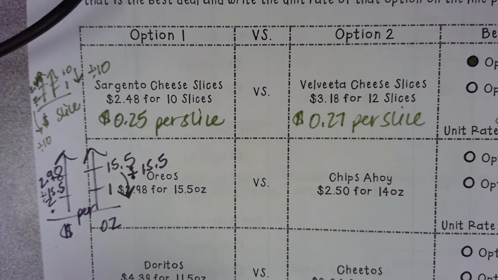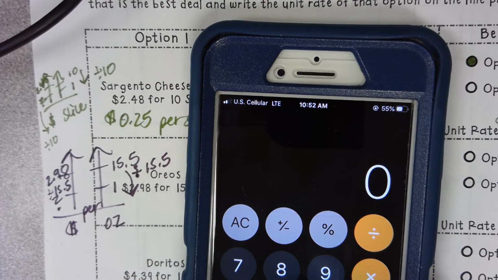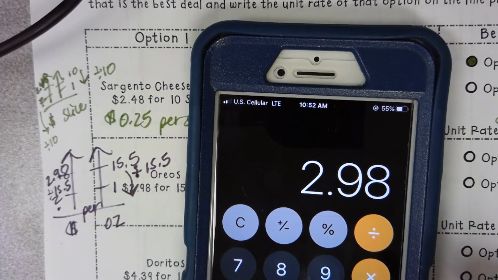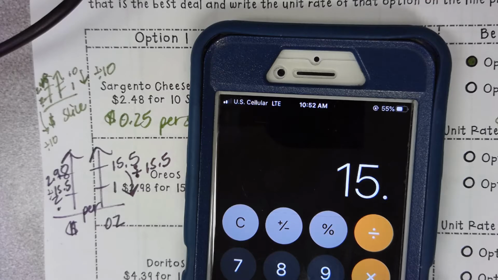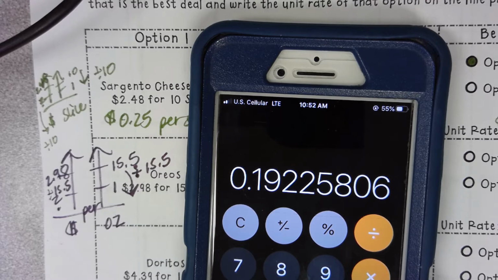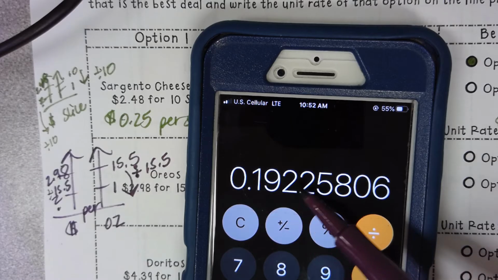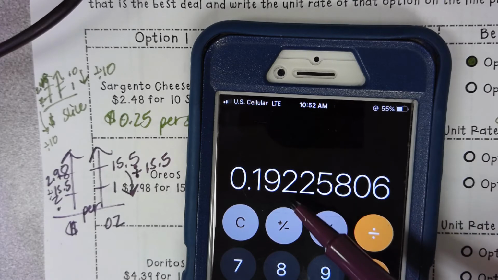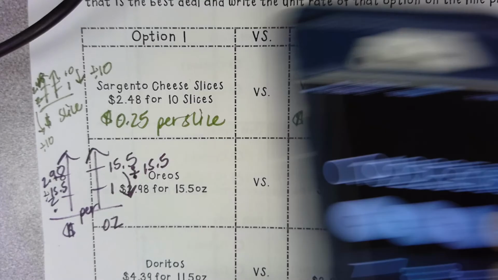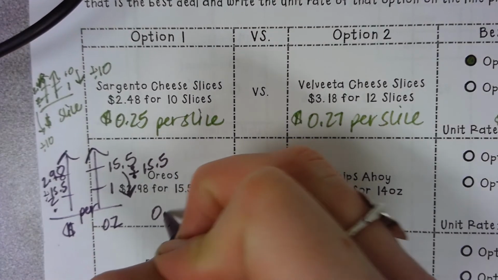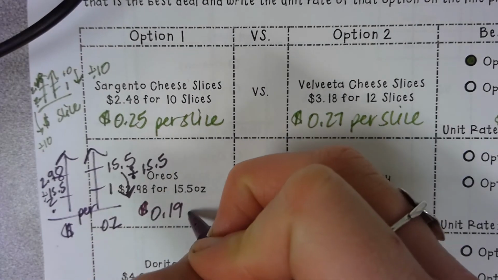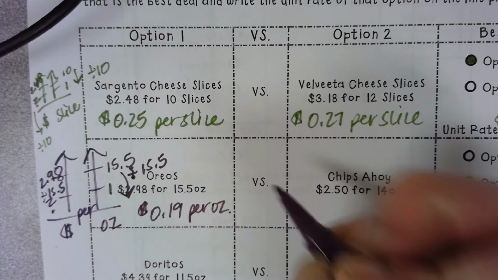Grabbing my calculator quick. So let's do 2.98 divided by 15.5, and we get 0.1922. Let's round that to 2 decimal places. So look at the third one. That's less than 5, so that stays the same. So this is 0.19, or 19 cents per ounce.